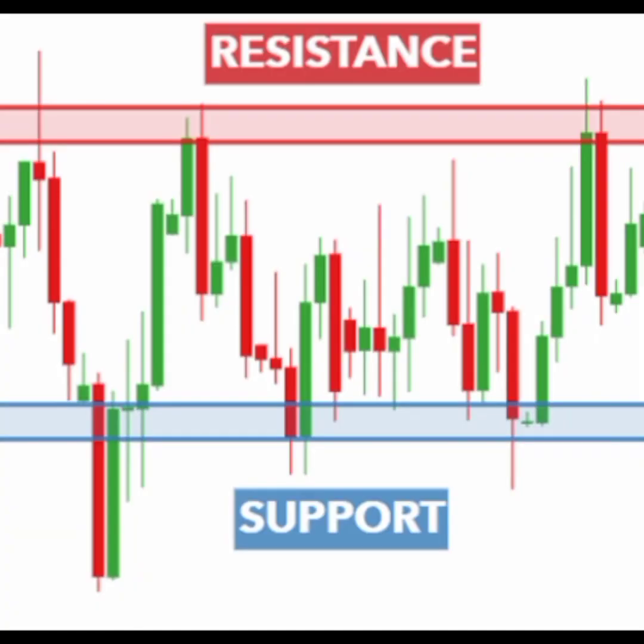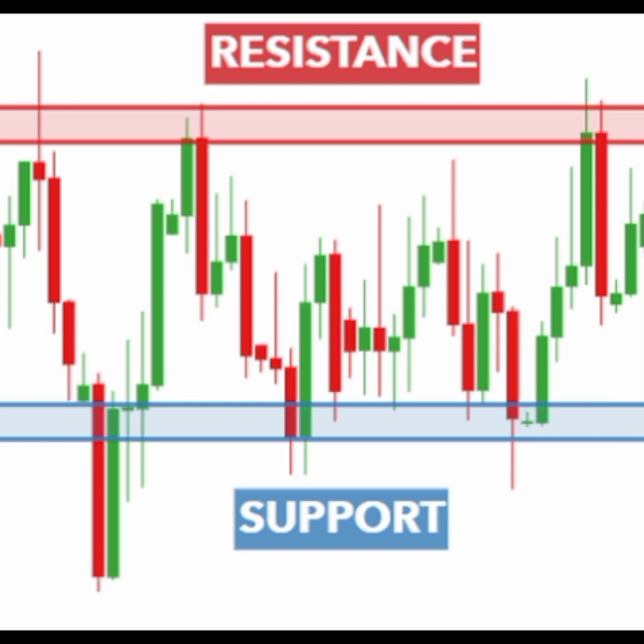So in this image, you can see clearly there are two zones. Okay, we have the resistance and the support. Now the resistance is depicted by the red zone and the support is depicted by the blue zone beneath. All right, now what is a resistance and what is a support? That is the very first thing that should strike your mind.